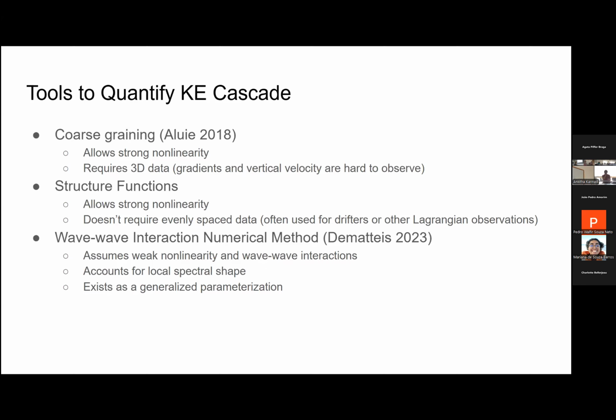One of them is coarse graining, which allows for strong nonlinearity. It requires you to have a sort of 3D grid of data. It basically takes the equations of motion and applies them to a low pass field. So you would take your data and low pass it, so you're only looking at these frequencies, and then apply it to the Boussinesq equations of motion, and you get a kinetic energy budget. One of the terms in that budget is the energy transfer from larger scales to smaller scales. That's the idea behind coarse graining. It's the selective low pass filtering method. Another one is structure functions, which I have never worked with.